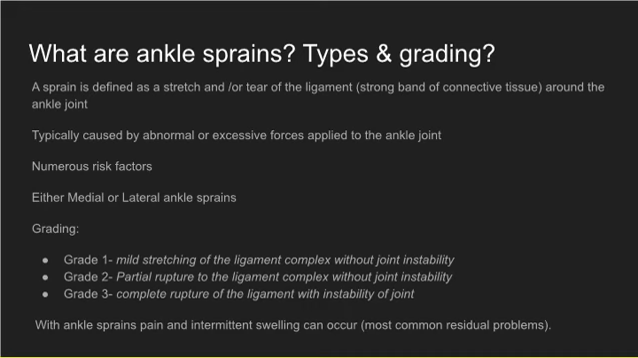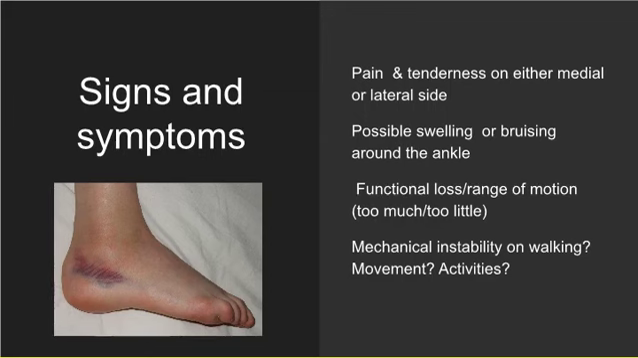The most common signs and symptoms of an ankle sprain are swelling around the ankle, bruising depending on the extent of damage, typically a restriction in terms of range of motion, and pain on walking and instability.